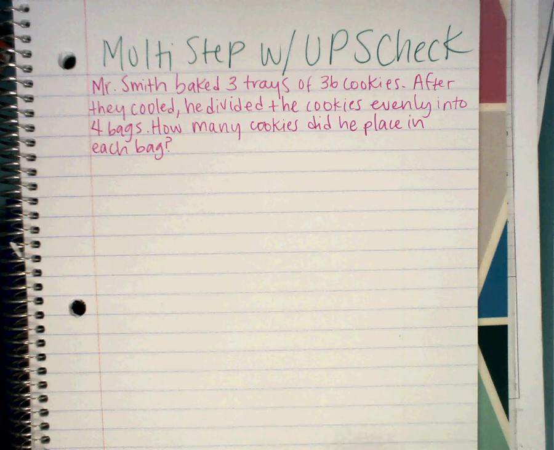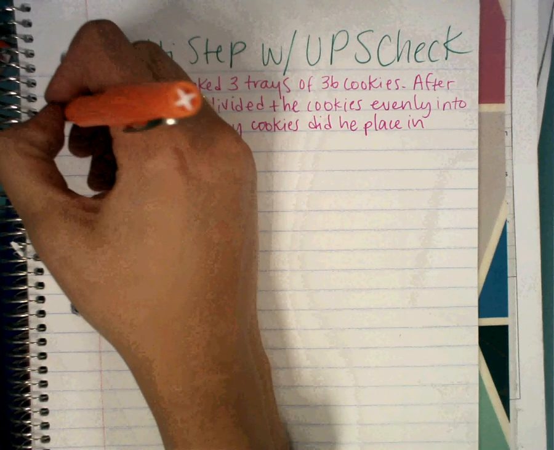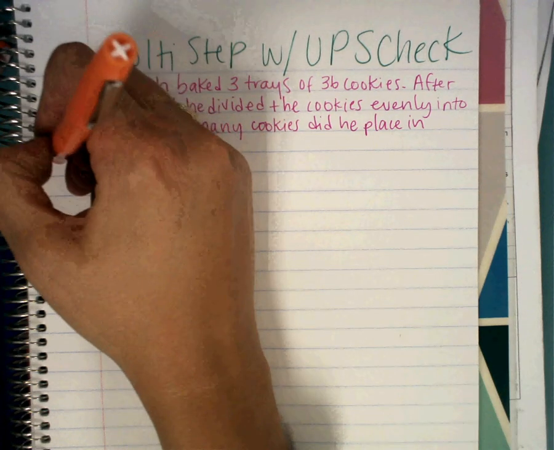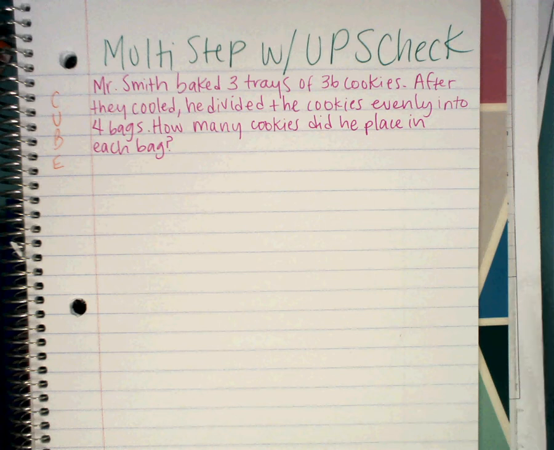All right, thank you for copying. Let's go ahead and CUBE this problem. Let's remember that each of these stands for something: C stands for circle all the key numbers, U stands for underline the question, B stands for box math action words, and E stands for eliminate unnecessary information. So let's read this aloud together. Read this out loud with me wherever you are.